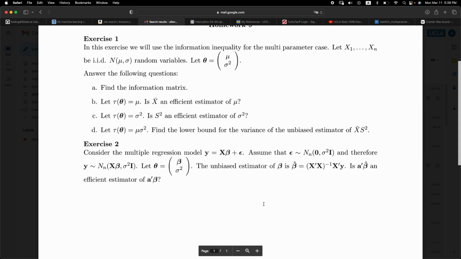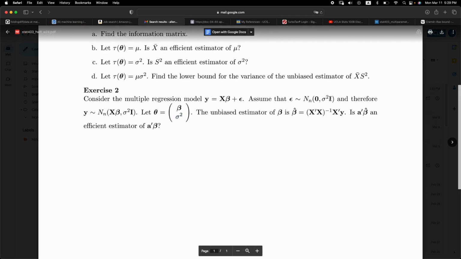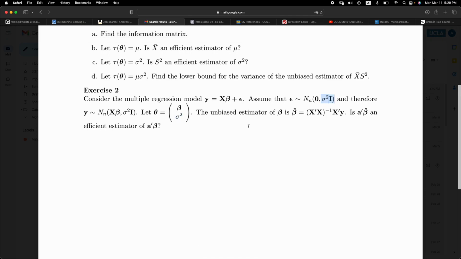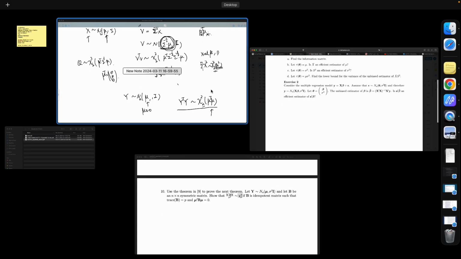So, consider the multiple regression model, y equals X beta plus epsilon, where epsilon is an n-dimensional normal. So we have y as an n-dimensional normal. Our parameters of interest are the unknown beta, the coefficients of the linear model, and also sigma squared, which comes from the residual or error term. We have the unbiased estimator of that, and the question is whether A transpose beta hat is efficient for A transpose beta.